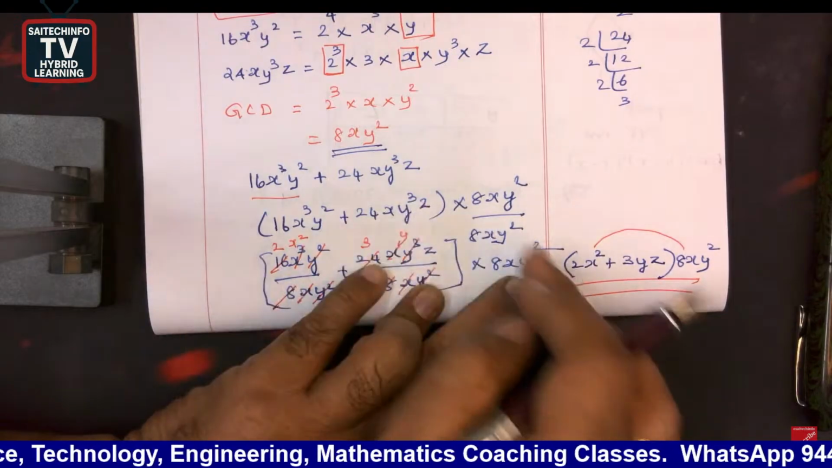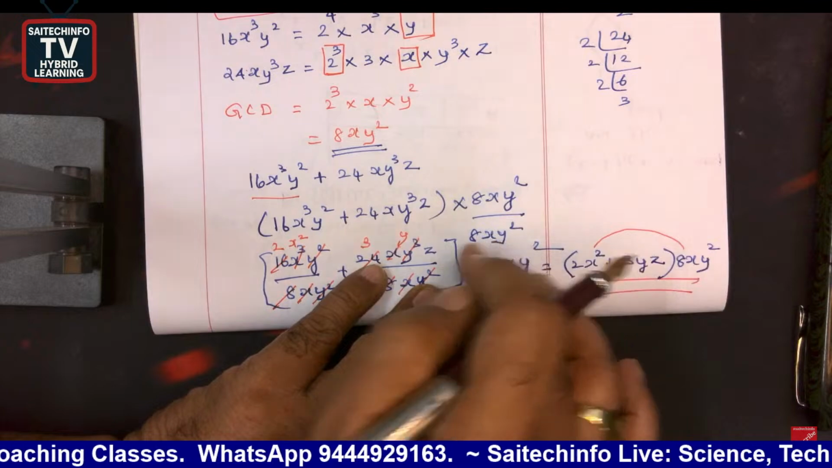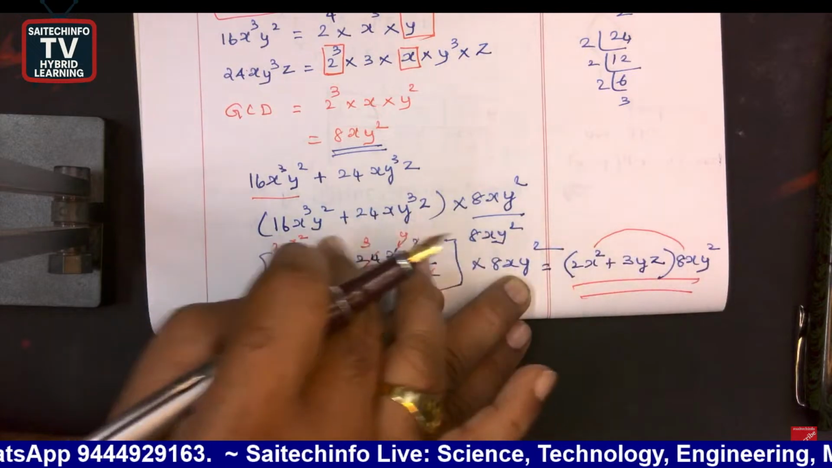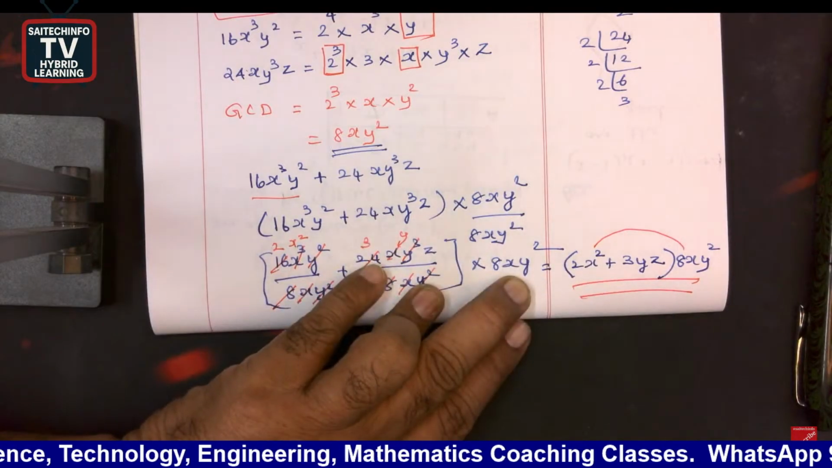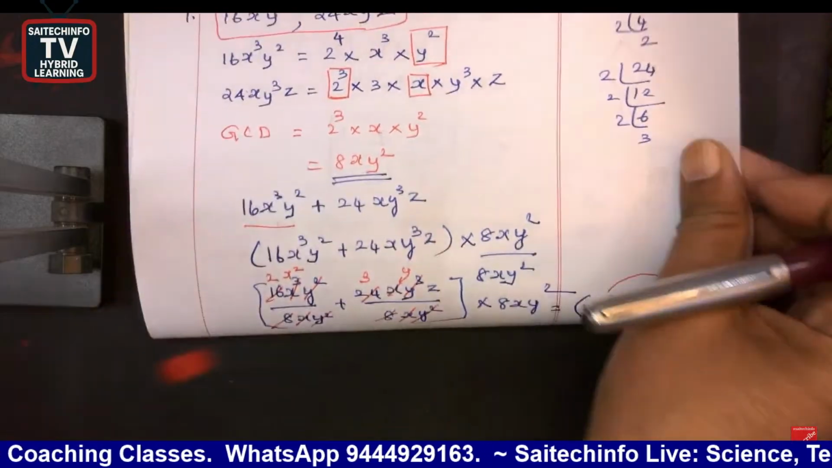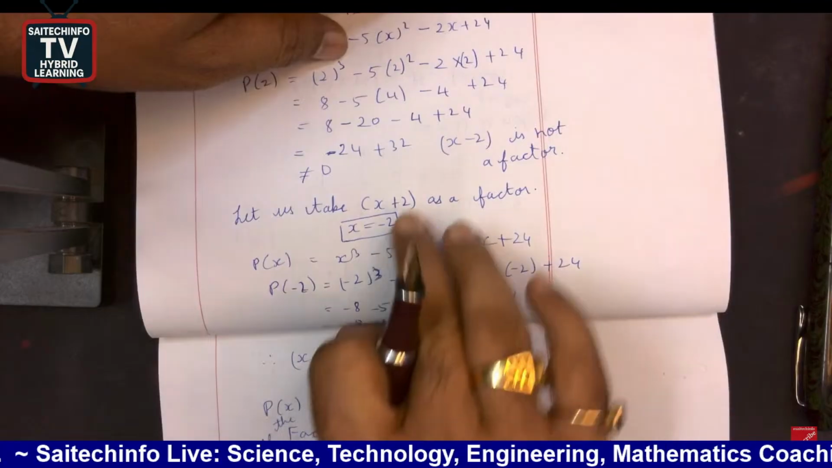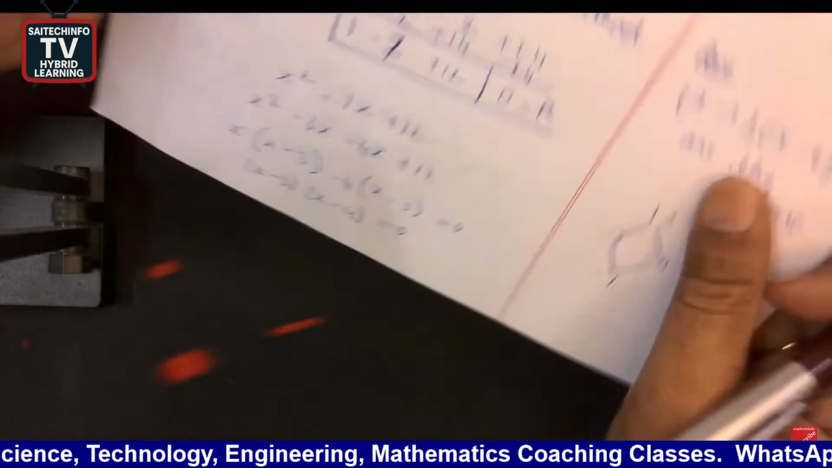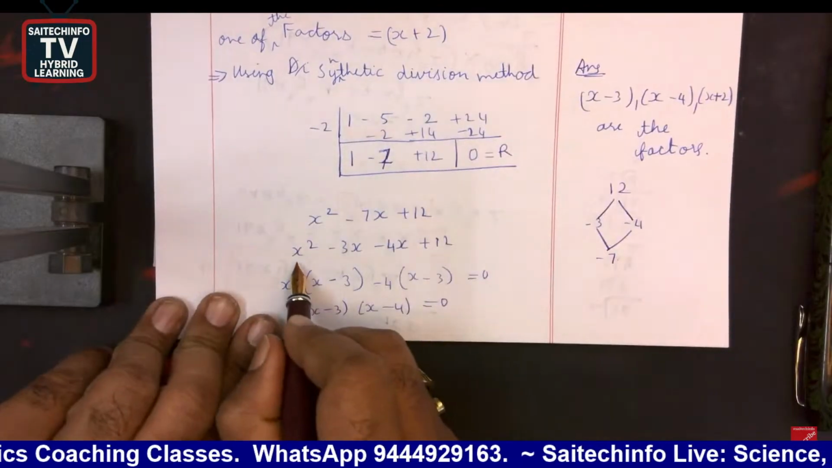So the numerator should be outside the bracket and the denominator should be kept inside the bracket, and each term should be divided. Is it clear? Okay, right. In fact, in the previous sum we have done the same. See what we have done here.